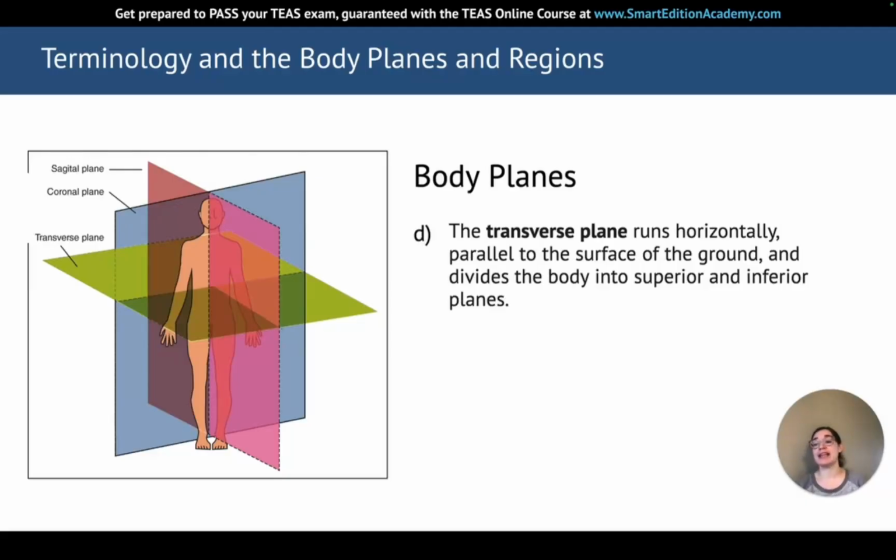And then finally, the transverse plane is the only horizontal plane. It runs parallel to the surface of the ground, and it divides the body into superior and inferior parts. In other words, an upper half and a lower half. As you can see pictured here, it's illustrated in green. So you can see how all of these planes divide the body up in different ways, and this gives us a unique perspective on the structures of the body from each of those different angles.